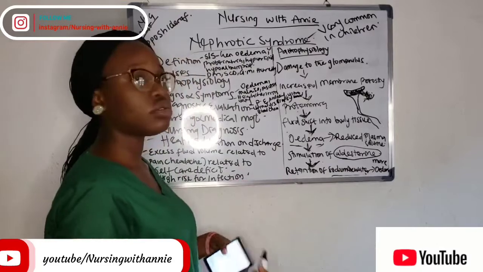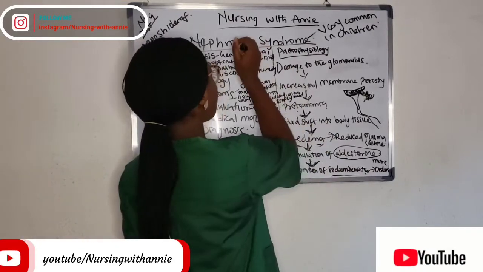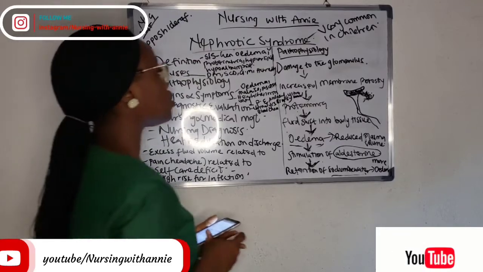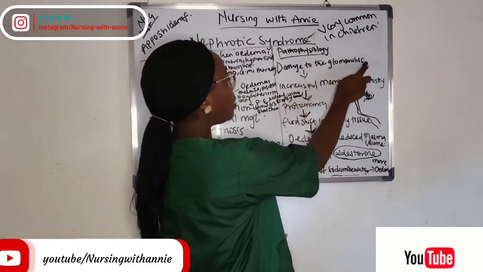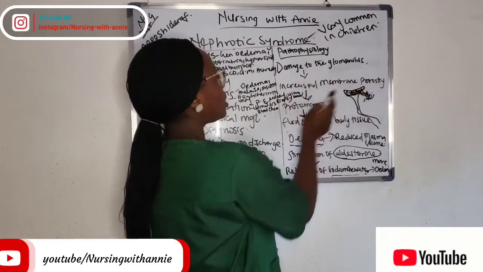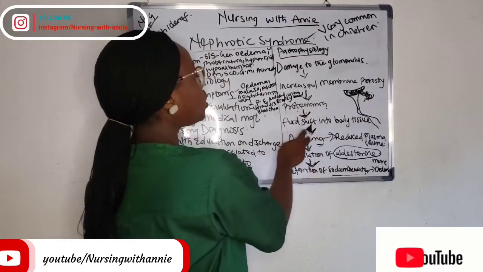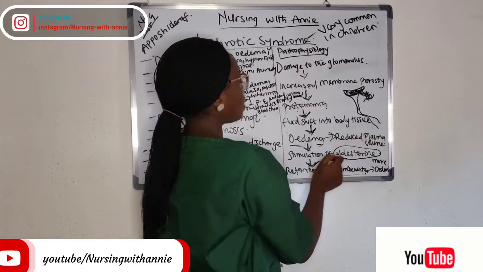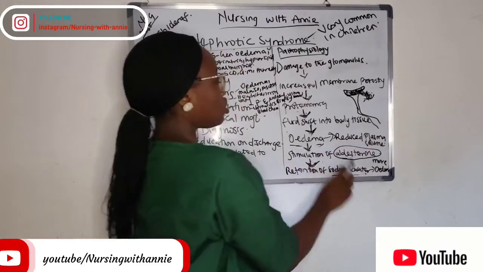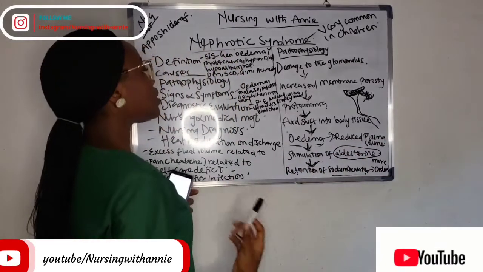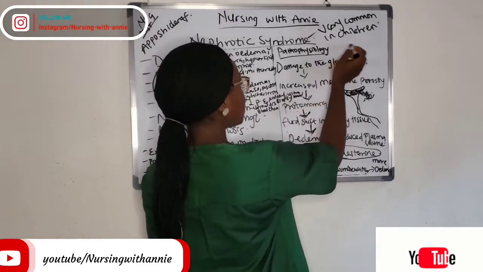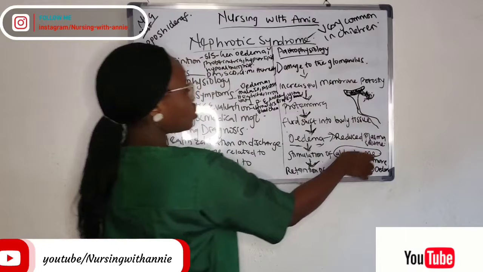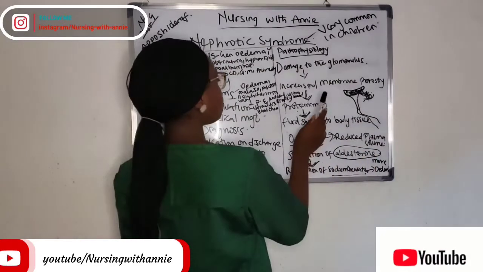So there will be reduced sodium and water in the body. This is what causes nephrotic syndrome. So yeah, that's basically the pathophysiology: damage to the glomerulus, increased membrane porosity, proteinuria, fluid shift into body tissue, edema, reduced plasma volume, stimulation of aldosterone, retention of sodium and water. So in case you're asked in the exam to state the pathophysiology of nephrotic syndrome, you can use this flow chart to write something and get your mark.